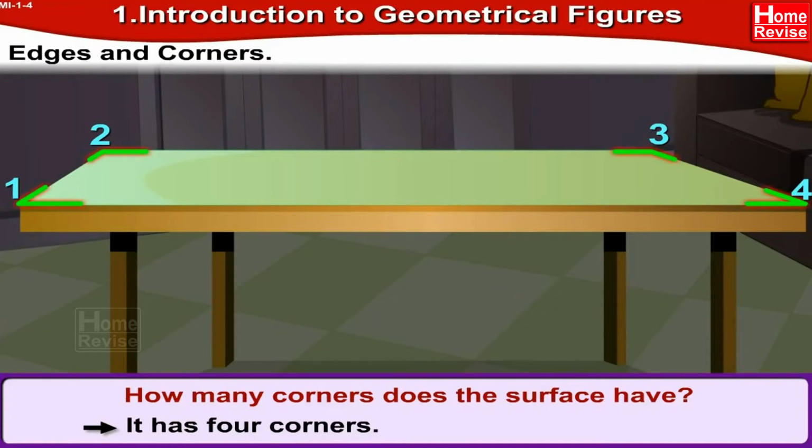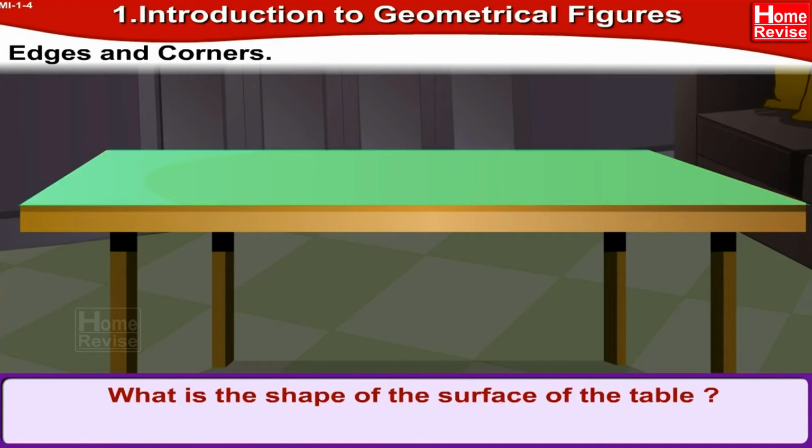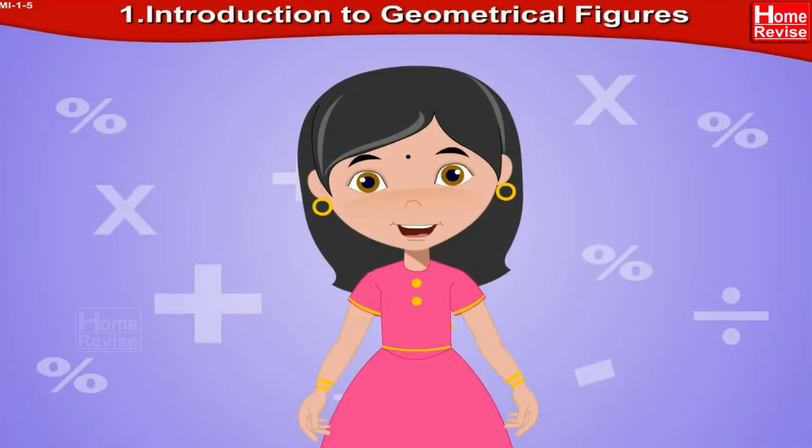Now the last question. It is very easy. What is the shape of the surface of the table? You are correct. It is rectangular in shape. That is, it is rectangle.